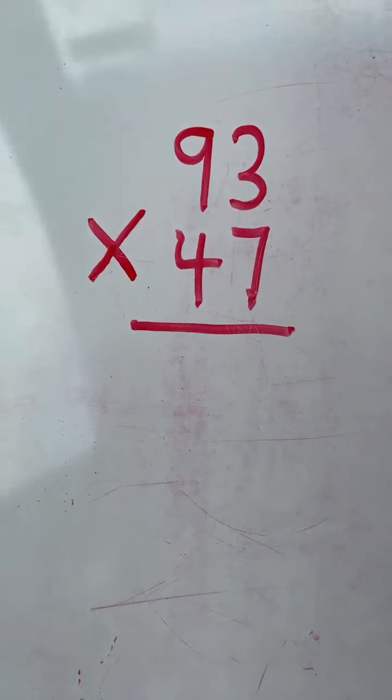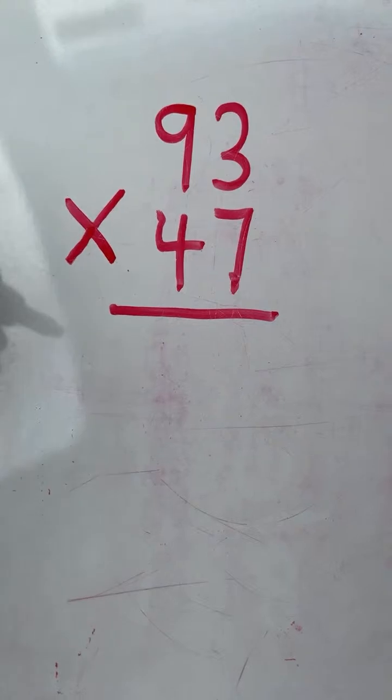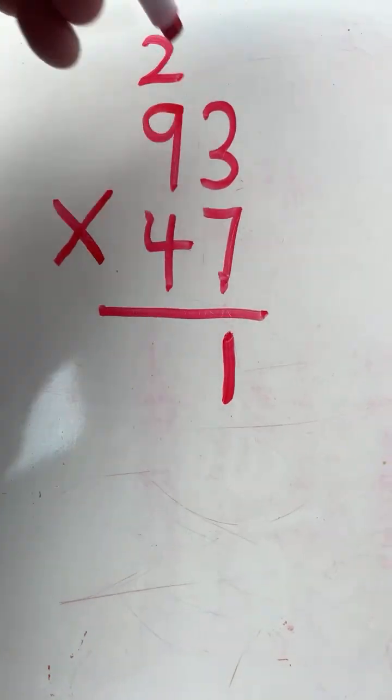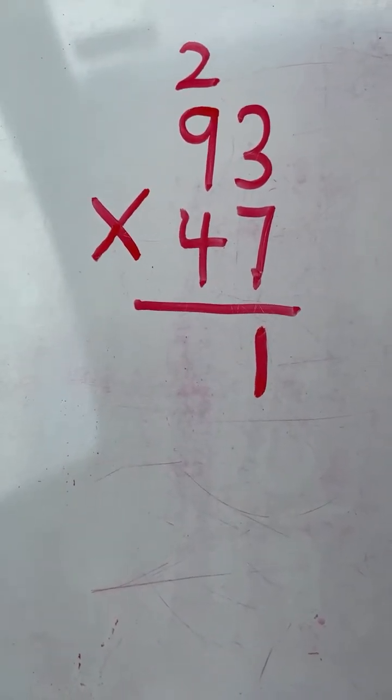All right, starting with the ones place. 3 times 7 equals 21. So the 1 in 21 goes in the ones place. The 2 gets carried over to the tens place. We have to regroup anytime our product is 10 or more.